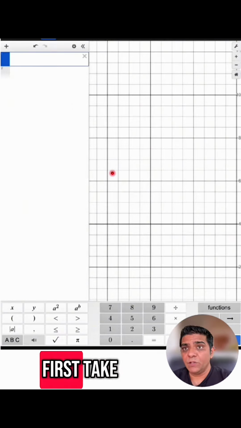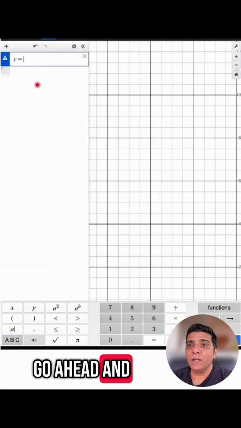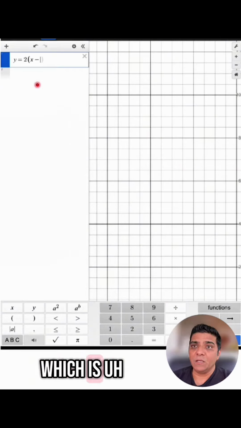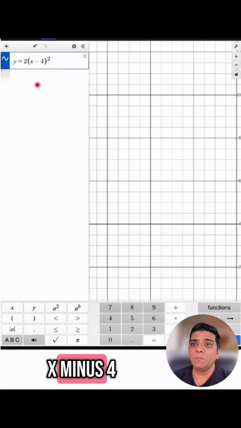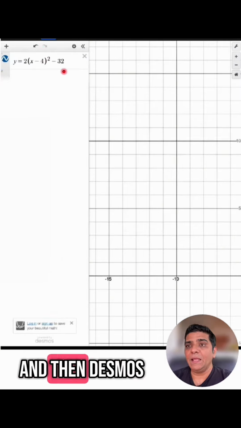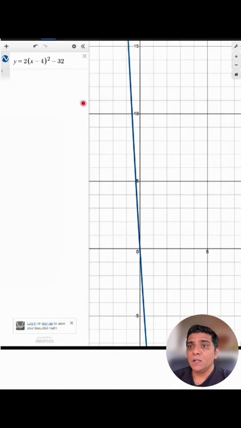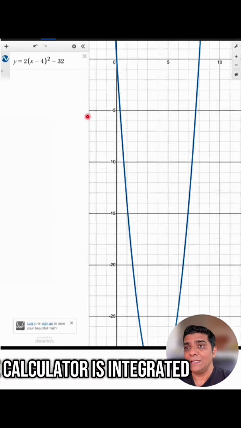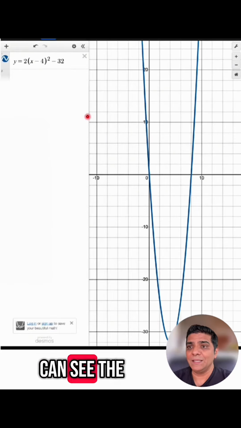First, we're going to take the Desmos approach. Go ahead and write y equals the right-hand side of the quadratic equation, which is 2(x - 4)² - 32. Then Desmos is going to give us the graph. As you know, Desmos is integrated in the SAT, so the calculator is built in, and you can position the graph so you can see the intercepts better.